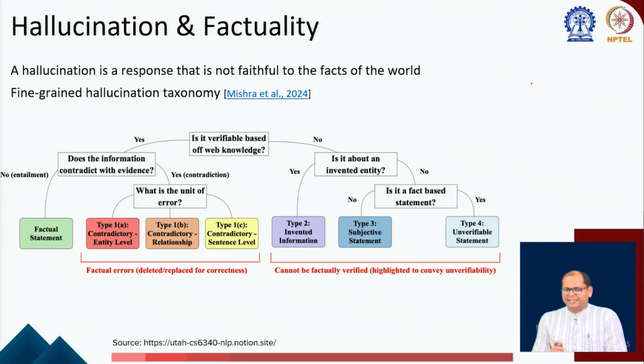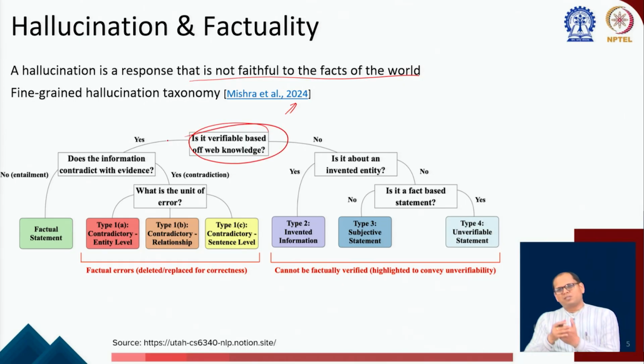Now this slide gives you some idea about what hallucination is, in a brief taxonomy presented in this paper. So typically, what is a hallucination? You are getting a response that is not faithful to the facts of the world. You can frame it as a binary question: is it verifiable? Whatever the response, is it verifiable based on the knowledge of the web? The answer may be no. If it is not verifiable, you can just call it that, you cannot factually verify it.